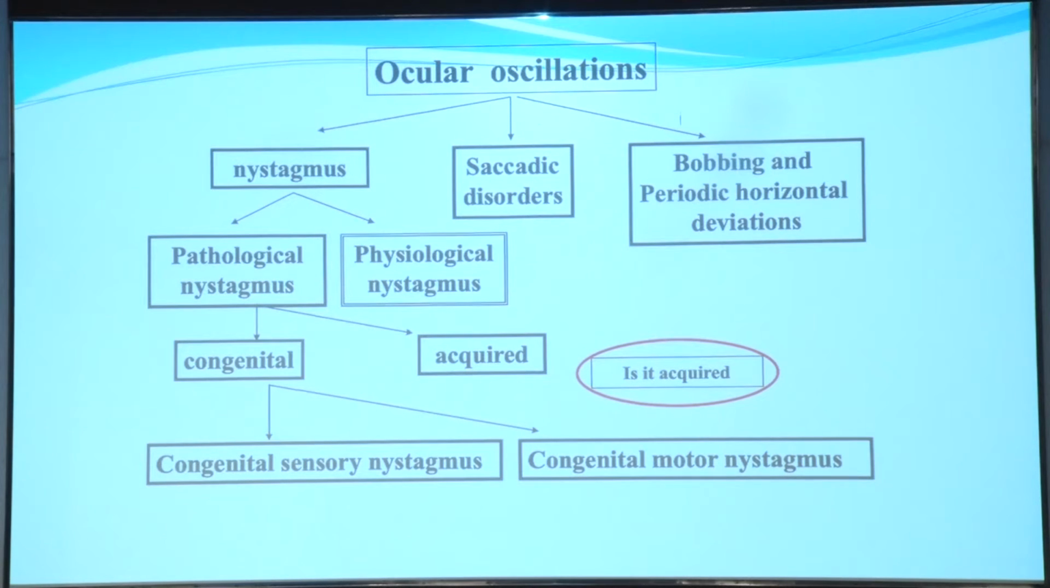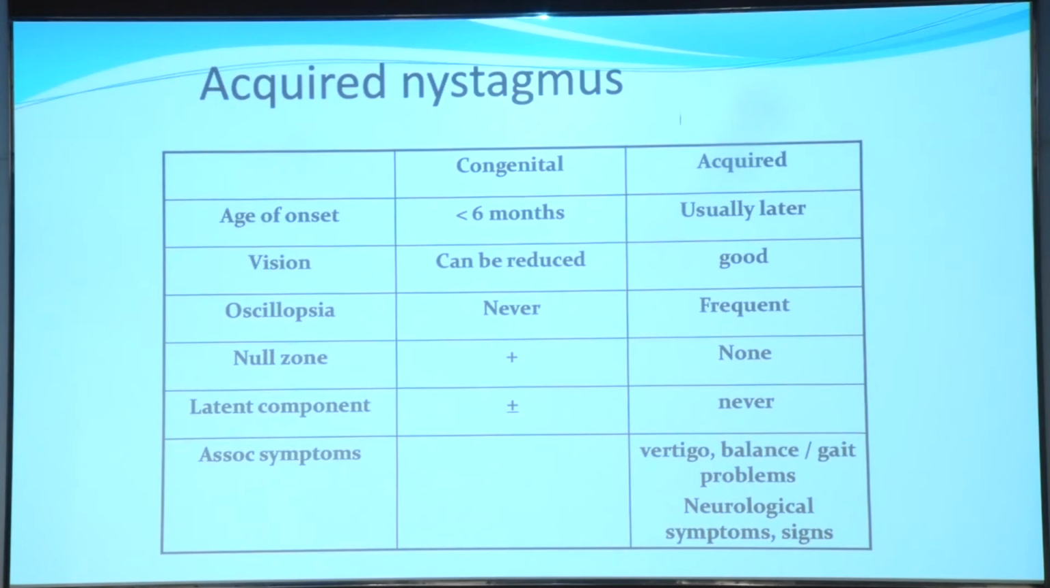So once you have established that this is a pathological nystagmus, you want to know, is it an acquired pathological nystagmus or a congenital pathological nystagmus, because an acquired pathological nystagmus needs extensive neuroimaging or neurological workup. So how do you differentiate between a congenital and an acquired case? The congenital case is generally earlier in onset, less than 6 months, and an acquired usually later. Vision is generally reduced in a case of congenital nystagmus, whereas in an acquired nystagmus vision is generally well maintained, unless there is some intracranial pathology along the visual pathway.